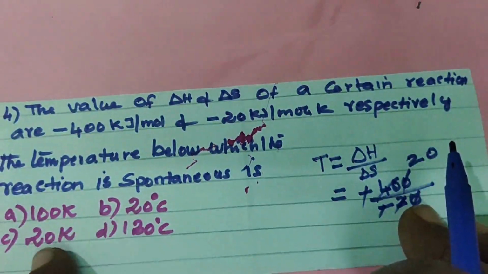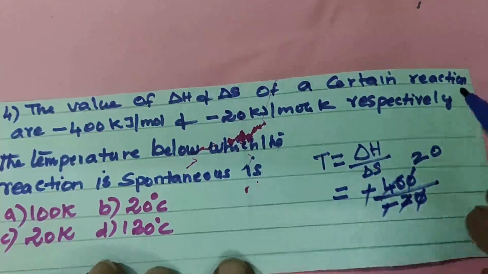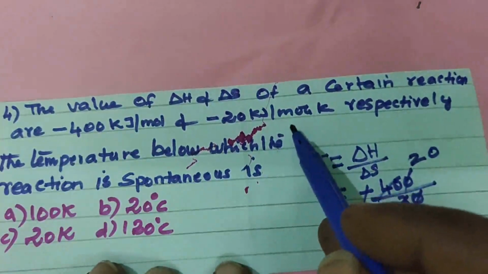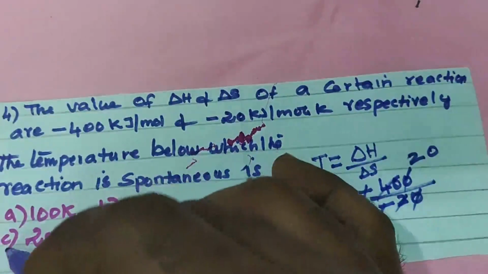That is important. One of the options is 20 degree, another option is 20 Kelvin. So what is the correct answer? Here entropy is given in Kelvin scale, so the answer is 20 Kelvin.